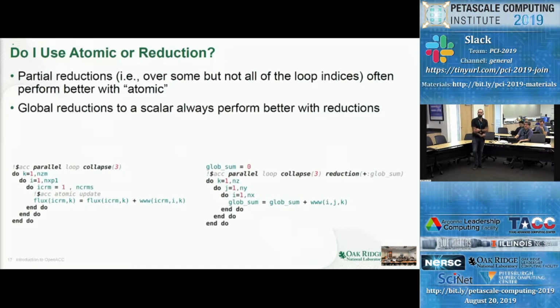So this is answering the question: do I use atomic or reduction? The answer is if it's a partial reduction, where you're writing a large array to a smaller array, oftentimes atomic will do a better job. If you're reducing an entire array down to a single scalar value, you always want to use reduction. But you can actually use atomic or reduction and see which one performs better in your case. Oftentimes, just checking and finding out is the only way to know for sure.